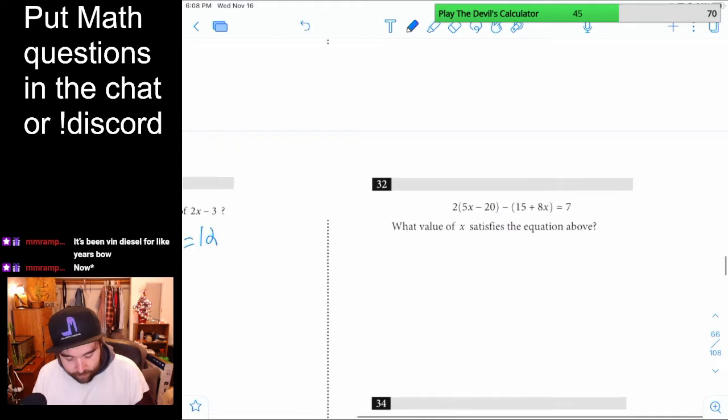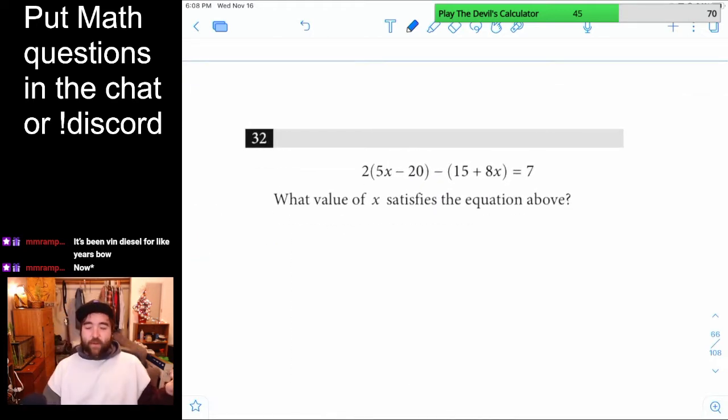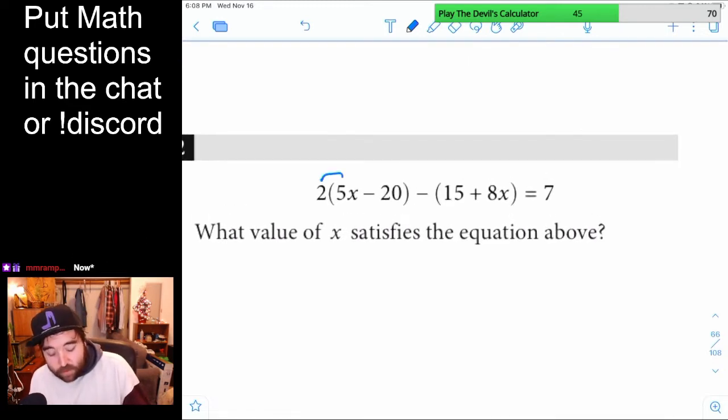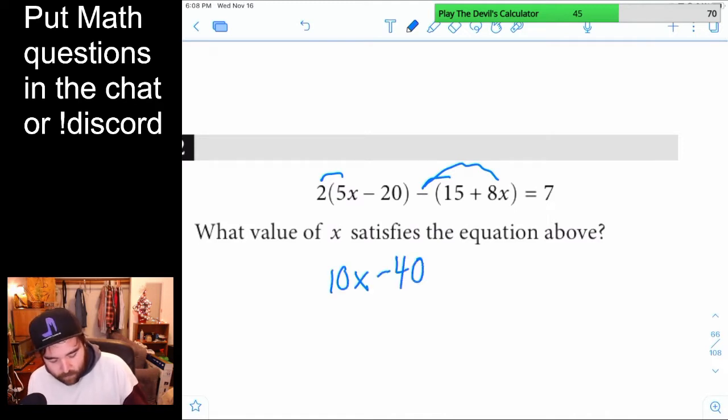All right, up here, what value of x satisfies the equation? Well, you just got to distribute and just got to combine like terms. So we distribute the 2 and distribute the negative. Make sure you're always looking for those distribute the negatives, because that's just a common mistake that people are going to make. So you've always got to be watching out for it.